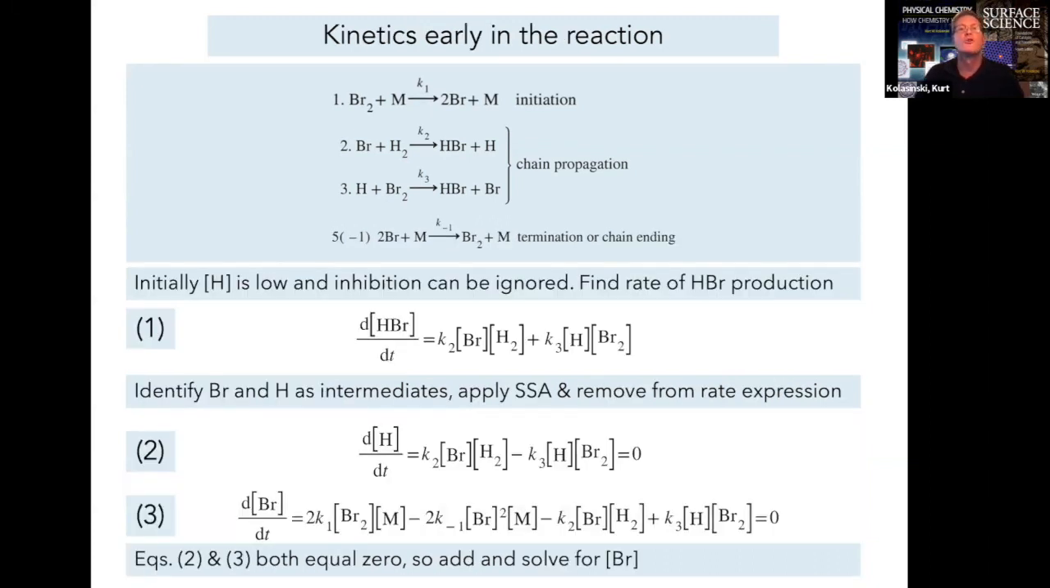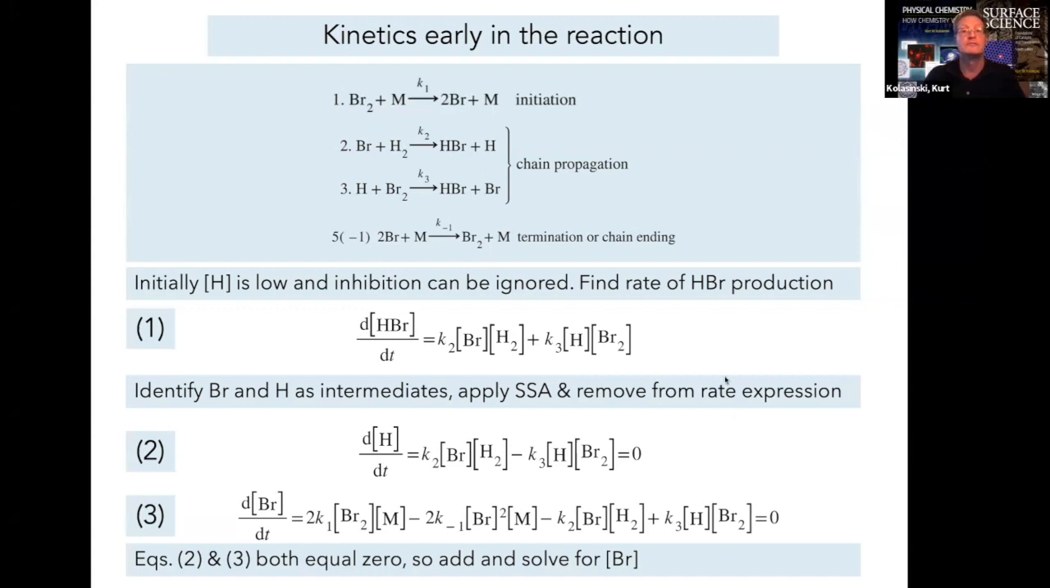Let's take a look at the early reactions. That is, when the initial concentration of H atoms is low and inhibition can be ignored. Let's write down an expression for the rate of change of the HBr product as a function of time. We add up the two steps that create HBr, and we identify bromine atoms and hydrogen atoms as intermediates. Now we can apply the steady state approximation and remove these two concentrations from the rate expression.